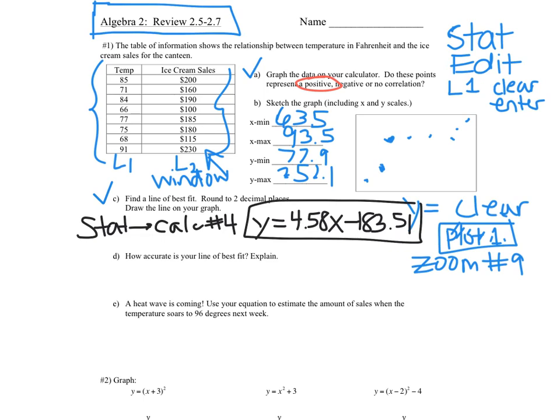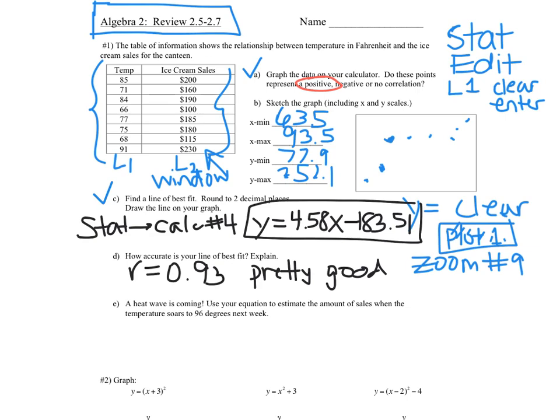Now, how accurate is your line of best fit? That comes from the R value, and R equals 0.93. Okay, so that's pretty accurate. It's pretty good. I'm going to write down pretty good. So it's a pretty good line.